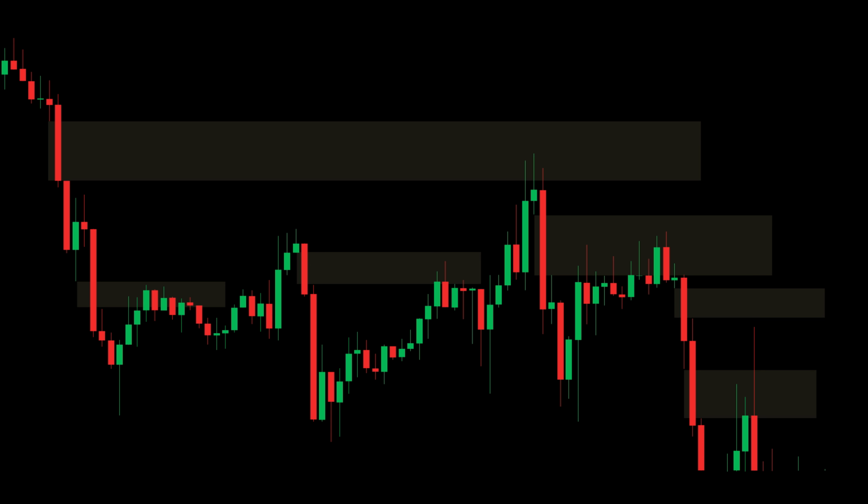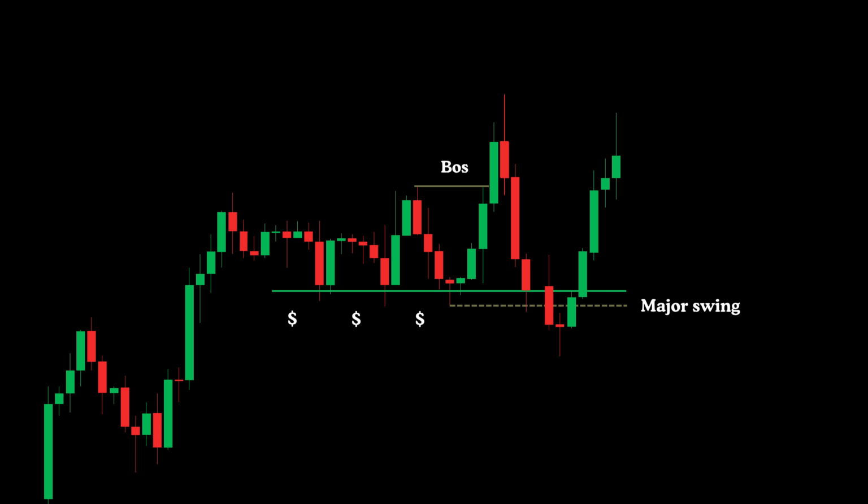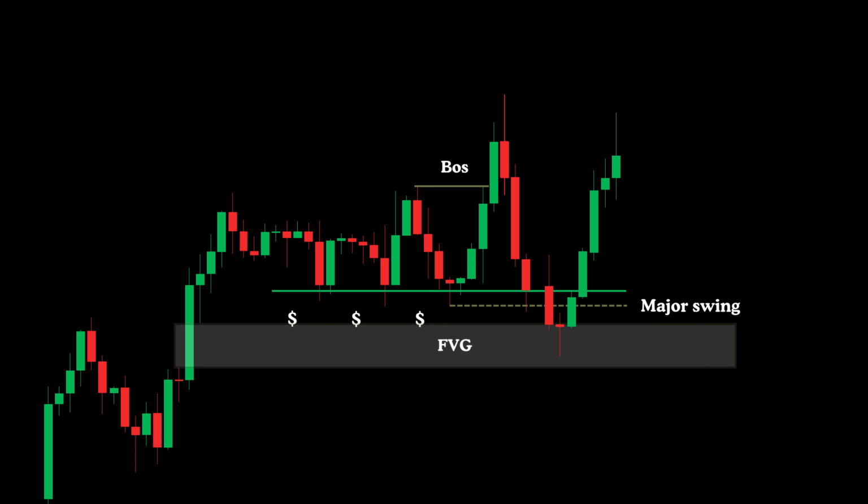Now, let me show you how mitigating a fair value gap can invalidate a change of character. If we go back to the previous example and look at the left side of the chart, you'll notice an unmitigated fair value gap located just below the major swing. In situations like this, price will typically pull back to that fair value gap area to restore balance. This kind of move does not indicate a genuine reversal.